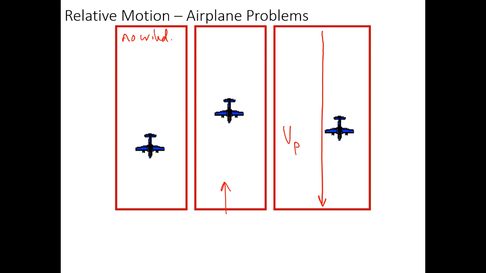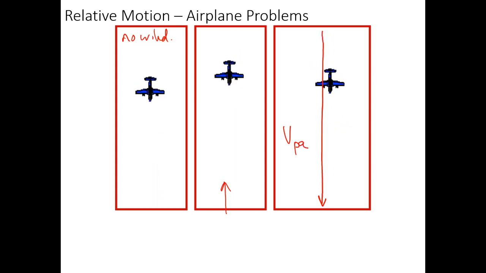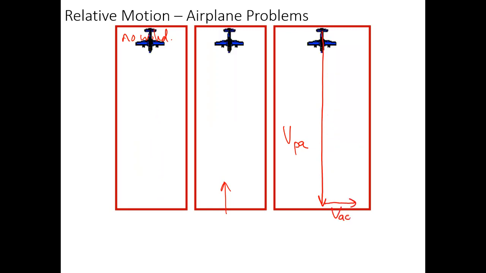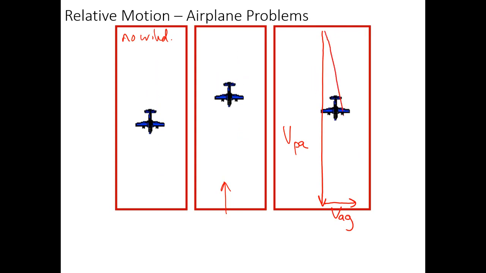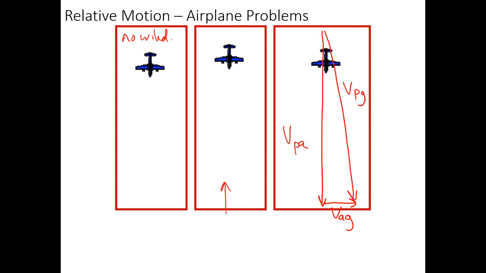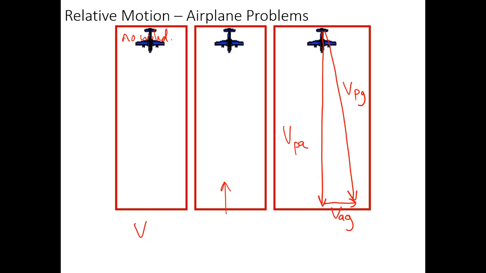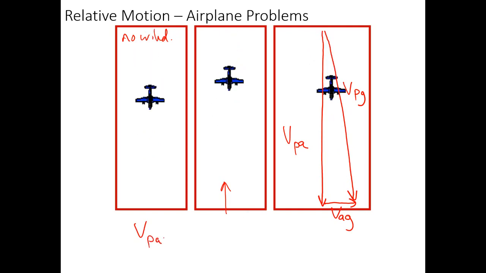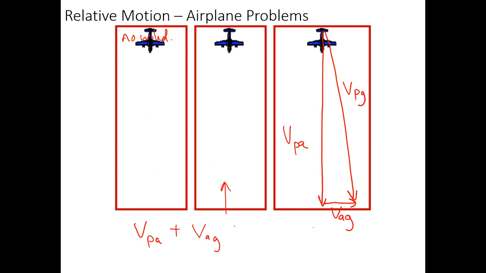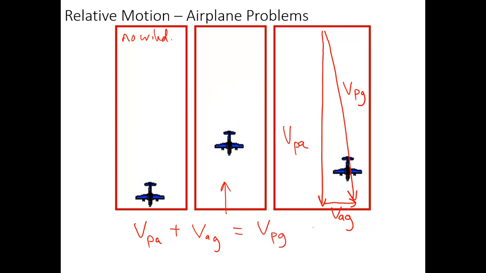Okay, that's the velocity of our plane, and we usually write that as plane relative to the air. And then we'd have the velocity of the air relative to the ground. That'll give us a resultant path of the plane relative to the ground. So if I write those things out, that's the velocity of the plane relative to the air plus the velocity of the air relative to the ground is going to give us our resultant velocity of the plane relative to the ground.